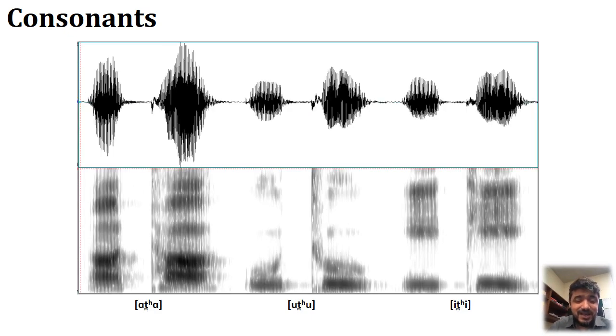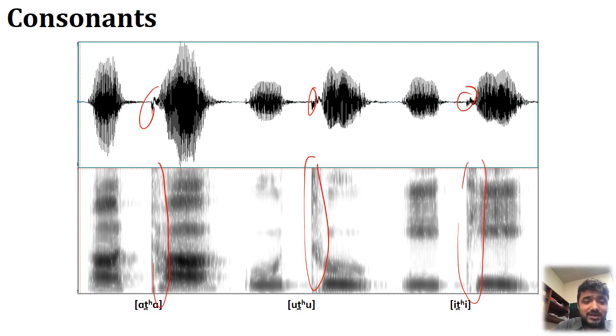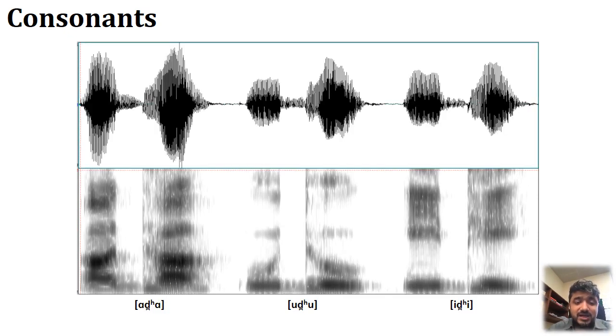All right, you see Atta, Utu, Iti, and again you see aspirations here. Now I'll try to move a little bit faster. Now you know the basic trend, so I won't indicate to you again that there are bursts here and the closure here, and everything else remains kind of the same. You see Adha, Udhu, Idi. Stare at it, and I'm moving on.